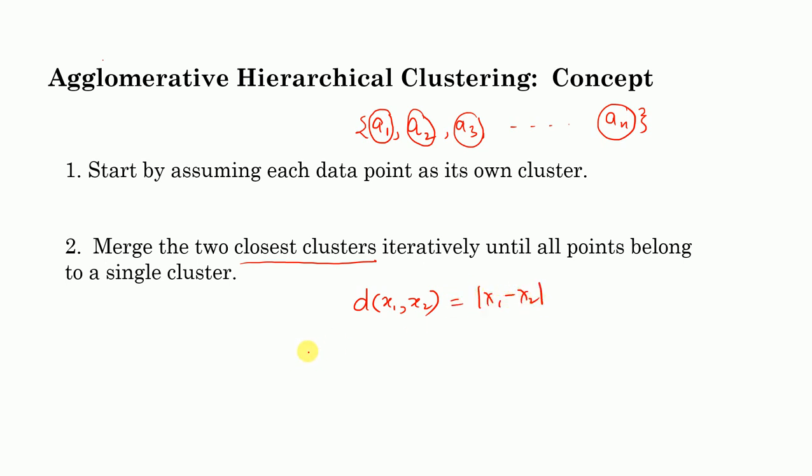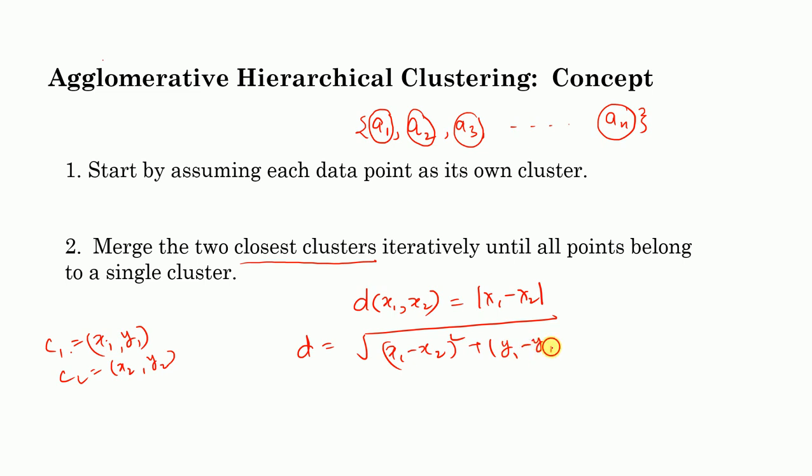And suppose we have data in two-dimensional space. Two points are, say, c1 is the point x1, y1, and c2 is the point x2, y2. So the distance is given by the square root of (x1 minus x2) squared plus (y1 minus y2) squared. And for three and more dimensions we can extend this formula. So this is known as Euclidean distance.